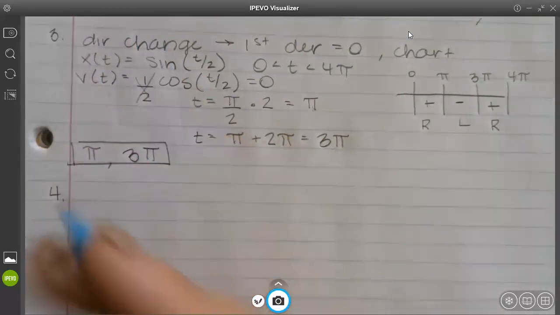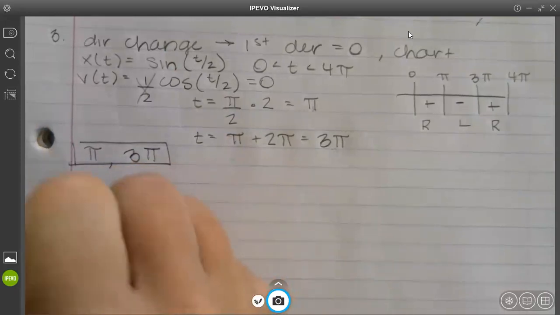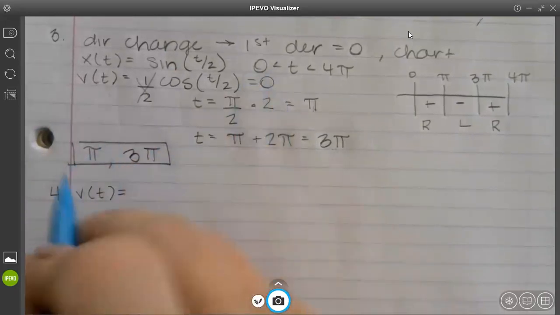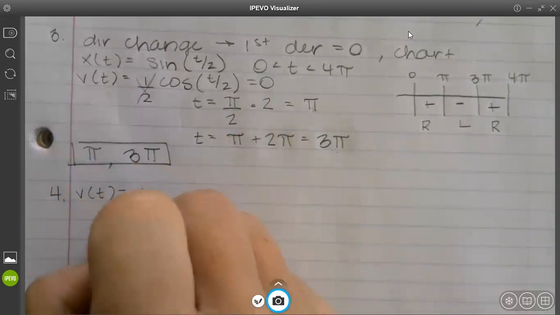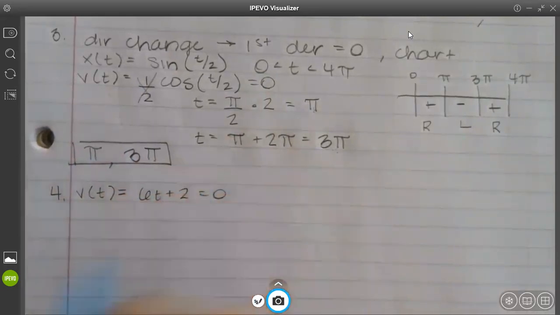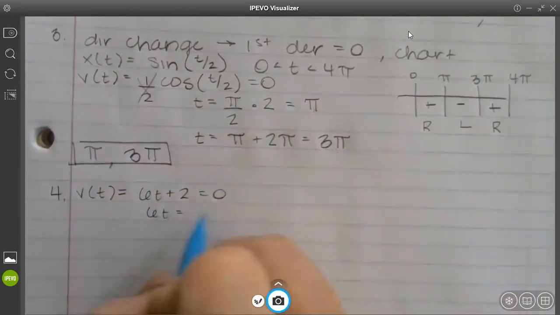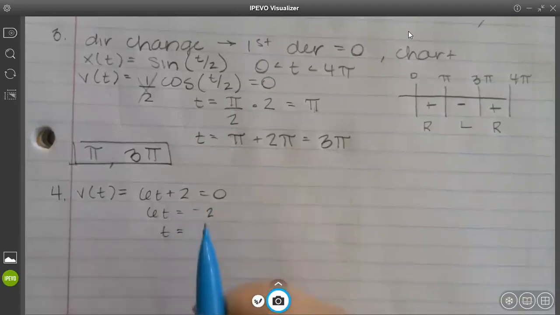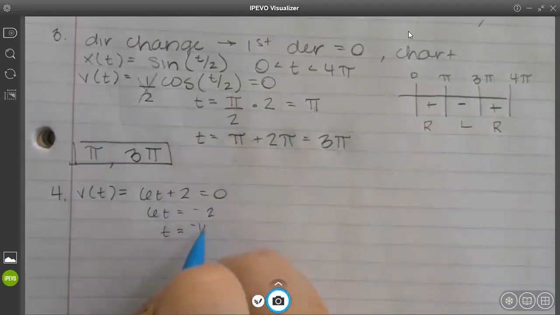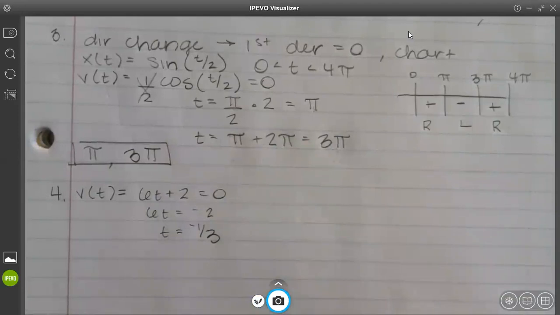So how do we find a change in direction? Derivative. What is our derivative of this? We take that derivative, set it equal to zero. We get 6t equals negative 2. T equals negative 1/3. What was our interval that we were working with? Is this in the interval?